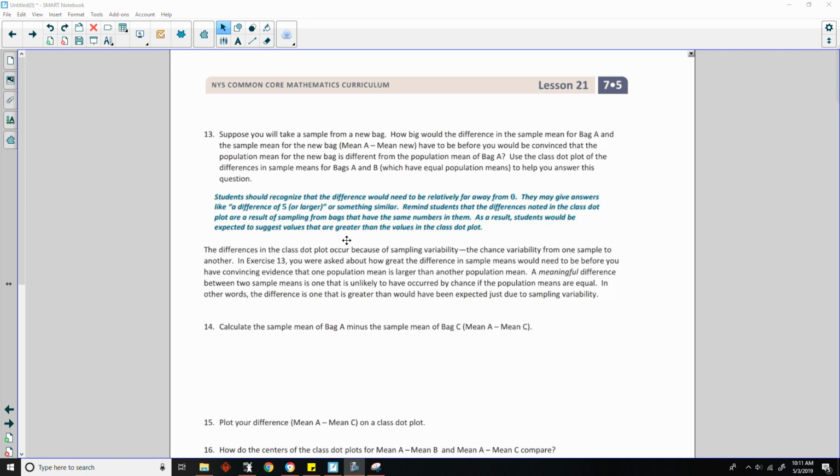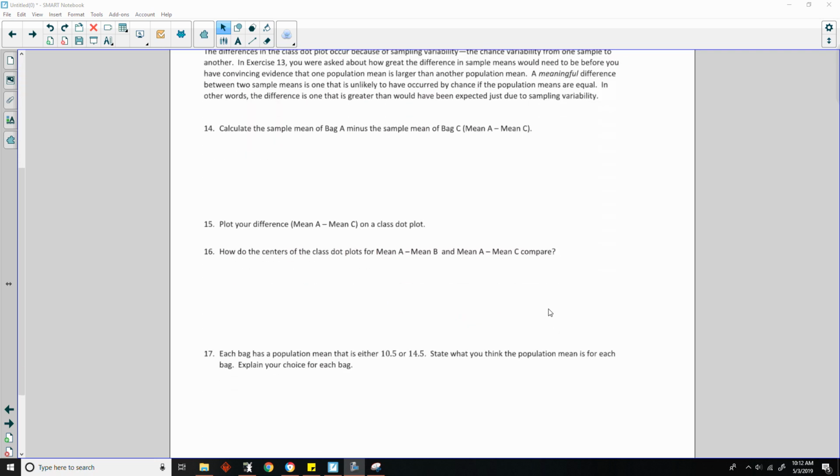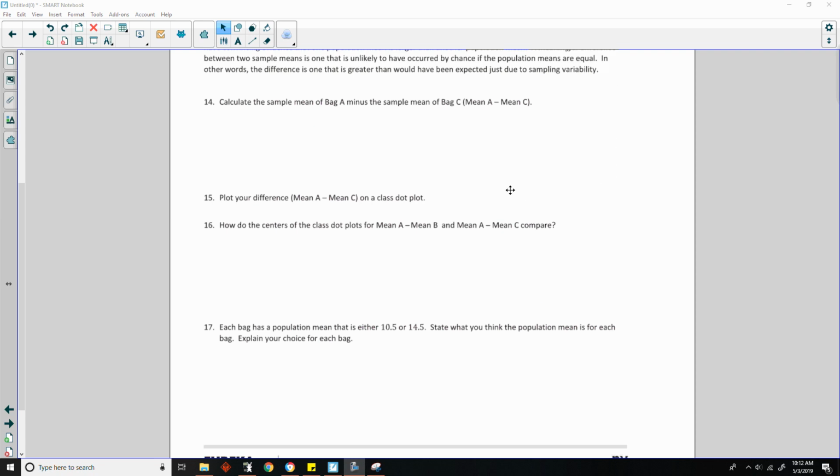The differences in the class dot plot occur because of sampling variability, the chance variability from one sample to another. In exercise 13, you were asked about how great the difference in sample means would need to be before you had convincing evidence that one population mean is larger than another. A meaningful difference between two sample means is one that is unlikely to have occurred by chance if the population means are equal. In other words, the difference is one that is greater than would have been expected just due to sampling variability.